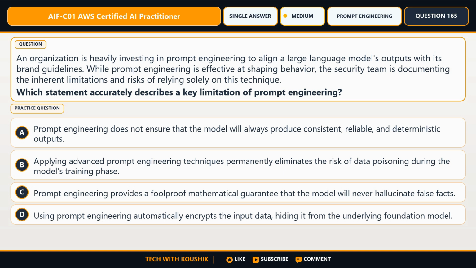Now compare the choices one requirement at a time. Option A is prompt engineering does not ensure that the model will always produce consistent, reliable, and deterministic outputs. Option B is applying advanced prompt engineering techniques permanently eliminates the risk of data poisoning during the model's training phase. Option C is prompt engineering provides a foolproof mathematical guarantee that the model will never hallucinate false facts. Option D is using prompt engineering automatically encrypts the input data, hiding it from the underlying foundation model.